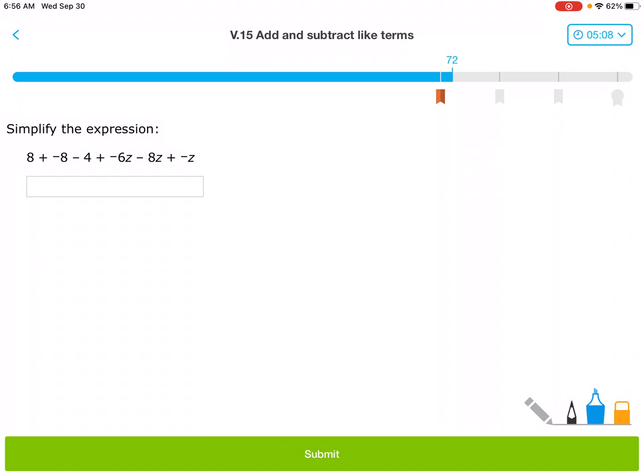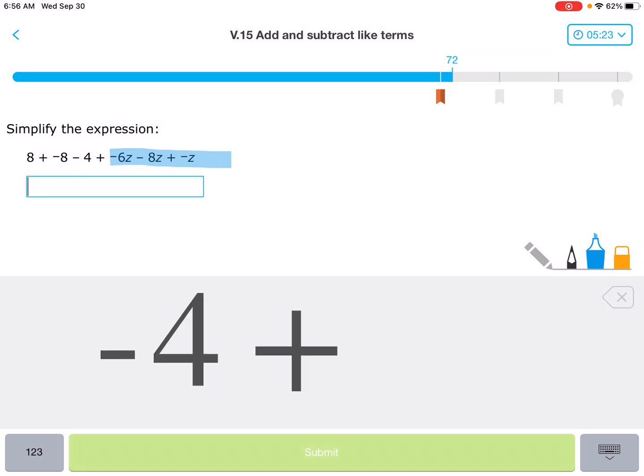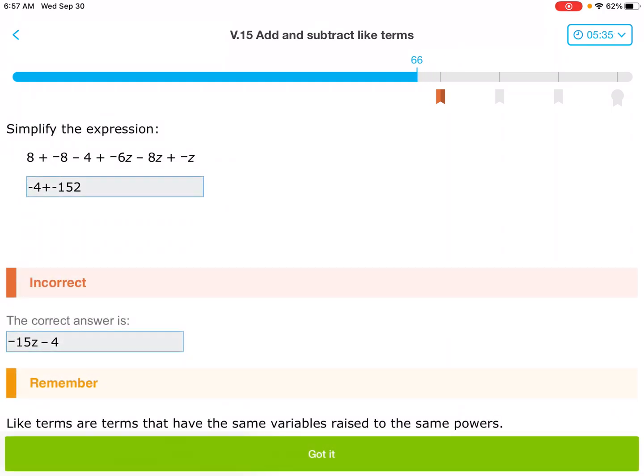Okay, let's look at these ones. Those are all z's, so they get combined, and the other ones are all numbers, so they get combined. 8 plus -8 is 0, so then I have -4 plus -6 minus 8 is -14 minus another z is -15z. Oh, my z did not go in as a z, it went in as a 2. So that's why you always double check before you hit submit.